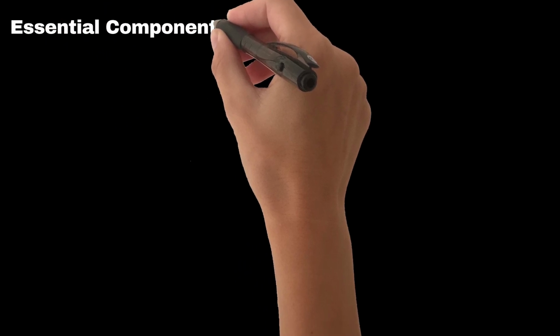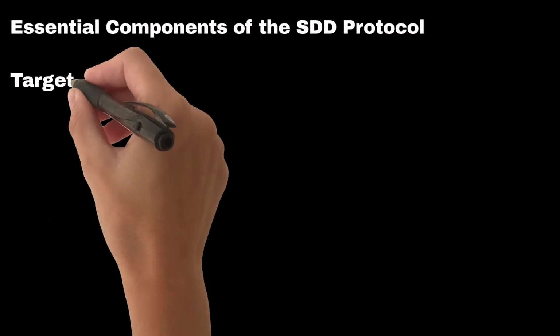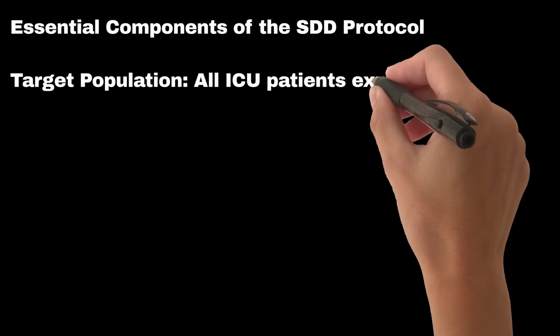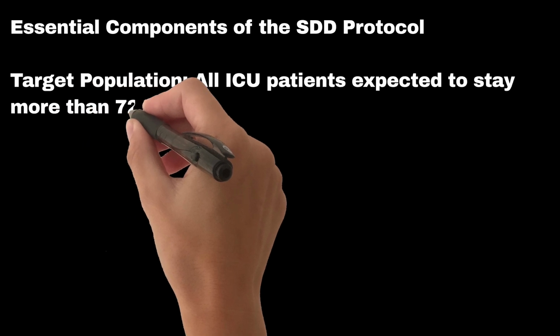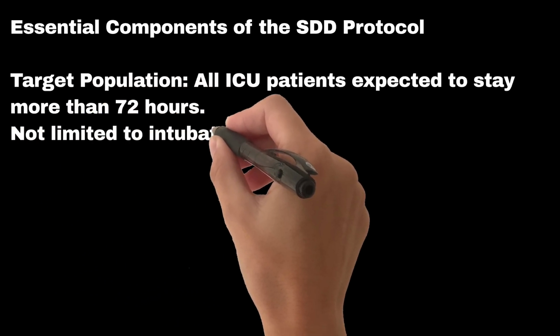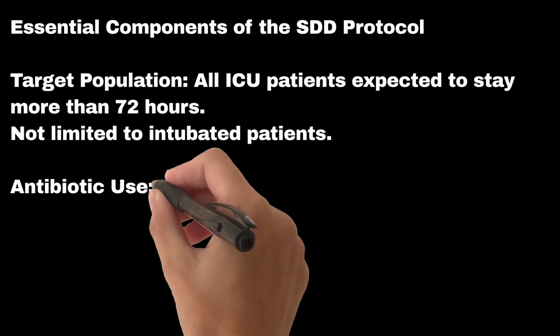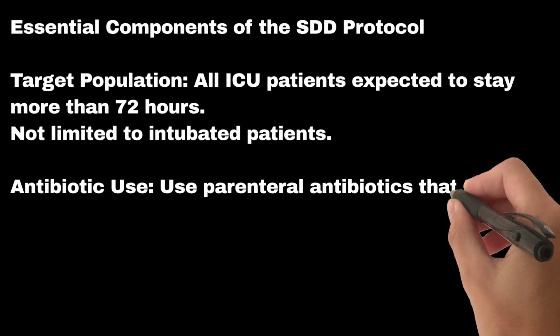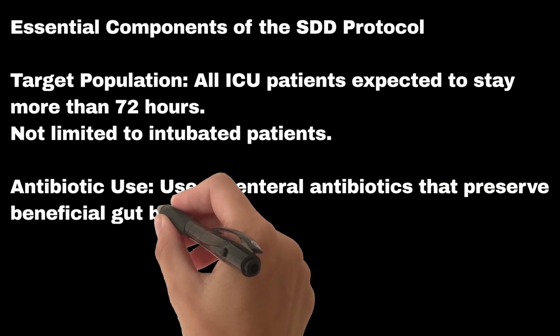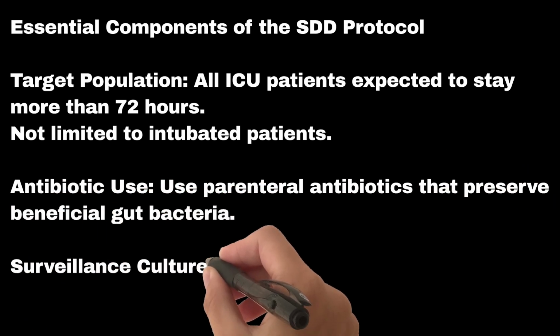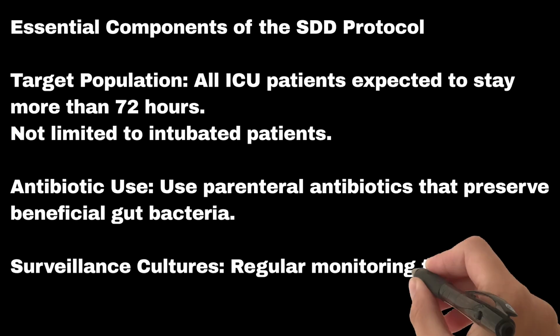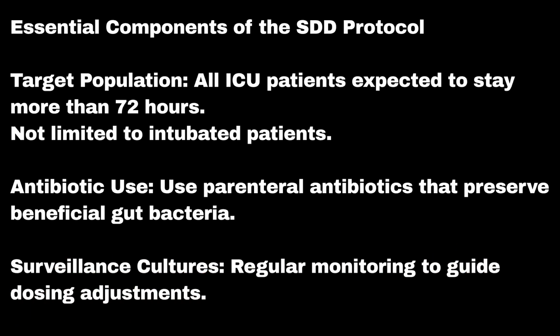Essential components of the SDD protocol. Target population: all ICU patients expected to stay more than 72 hours, not limited to intubated patients. Antibiotic use: use parenteral antibiotics that preserve beneficial gut bacteria. Surveillance cultures: regular monitoring to guide dosing adjustments.